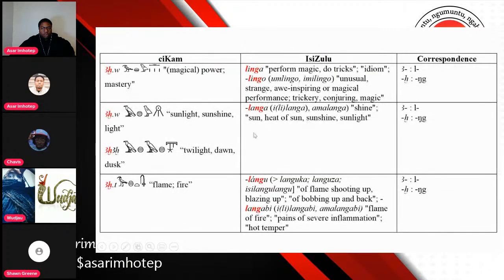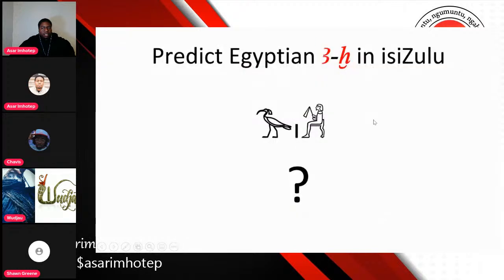It should correspond to LNG in isiZulu. So, we went about this actually two ways. We looked at it and tried to determine what was going on with this glyph. And Brother Chavez and Brother Jehuti said this is someone of elegance, someone of importance, of eminence, of power, of nobility, right? That's just looking at the glyphs. That's not looking at any definitions.